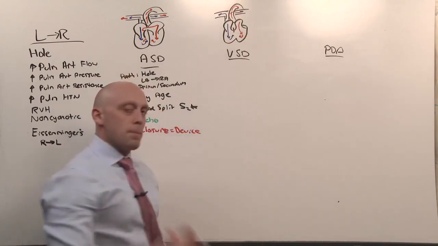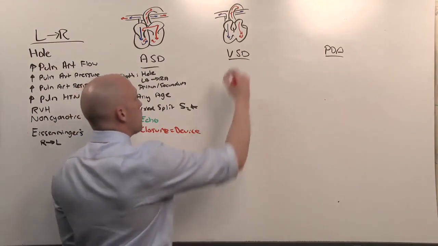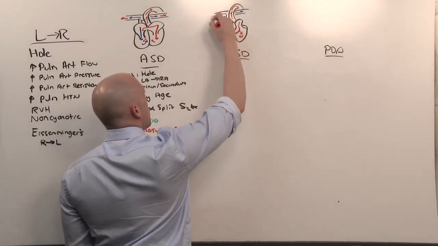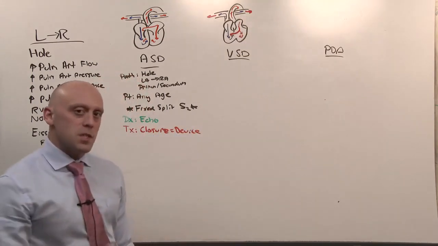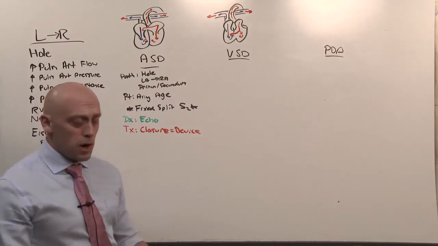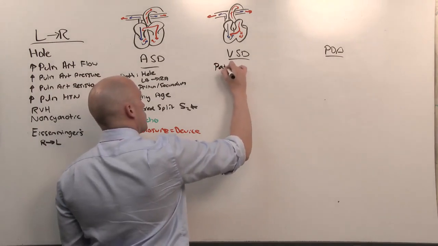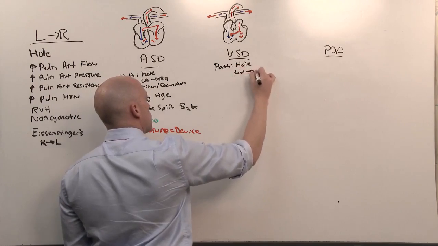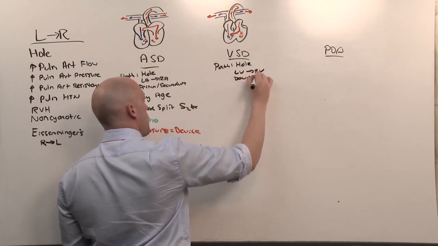Normal. But now you've got a defect in the walls of the ventricle which allow blood to go from the left ventricle into the right ventricle and back into the pulmonary artery. Very similar, just the hole is in a different spot. The path here is that there's an opening, a hole, between the left ventricle and the right ventricle. This is associated with Down's syndrome.